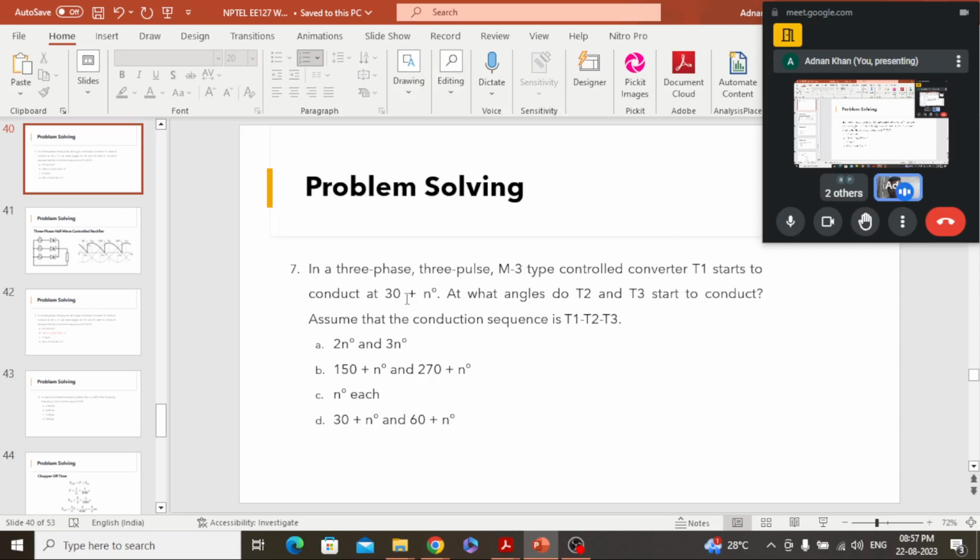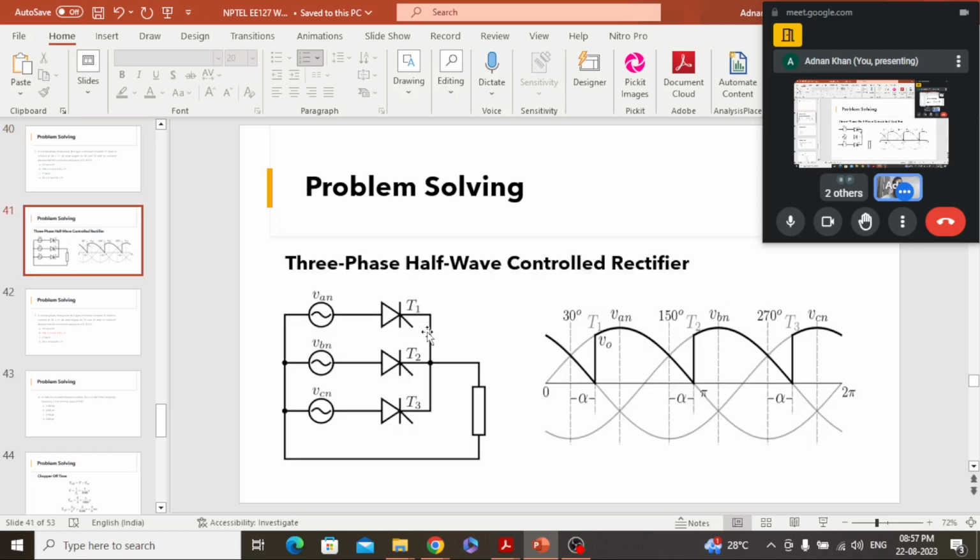T1 starts to conduct at 30 degree plus some angle n degrees, and what we have to calculate is at what angles T2 and T3 start to conduct. Assume the conduction sequence T1, T2, T3. Coming here, you can first take a look at the circuitry. We have a balanced three-phase system, VAN, VBN, VCN, and these three devices are conducting in common cathode configuration.